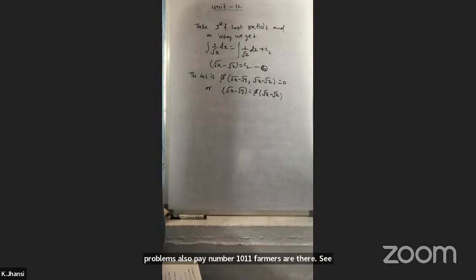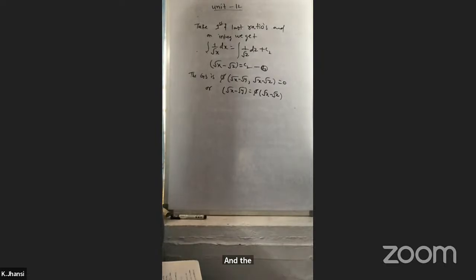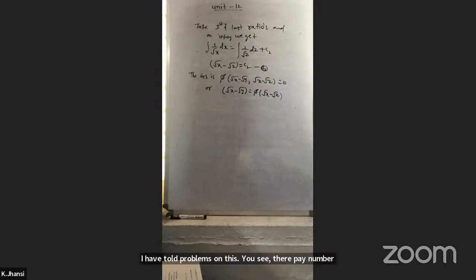And page number 12, 1.3.14. Next, integration using trigonometric identities. I have told problems on this. You see there. Page number 14. These are all formulas. If you know the answer, it's enough. And any one problem you will get for 5 marks also.